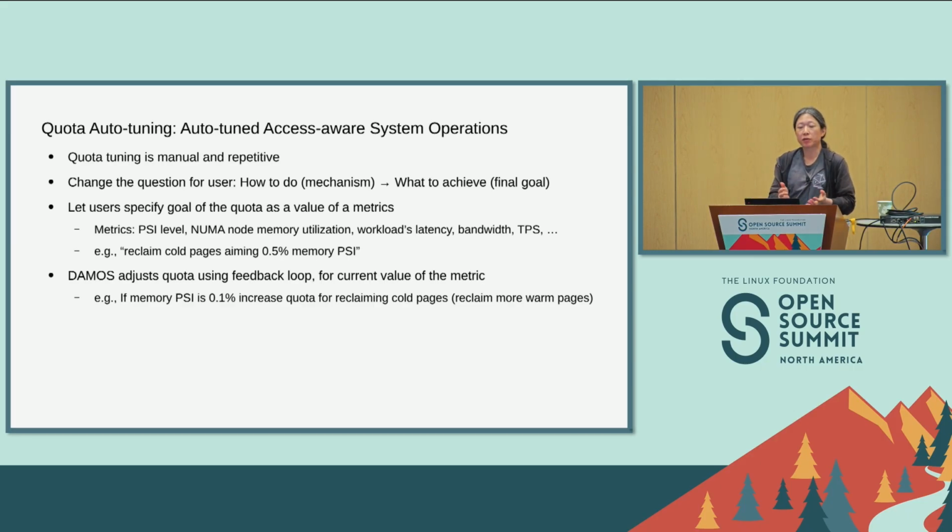For example, we can ask DAMON to reclaim cold pages, aiming for 0.5% memory PSI. Then DAMON adjusts the quotas using its internal feedback loop based on the current value of the target metric. For example, if memory PSI is 0.1% in this example case, which was aiming for 0.5% memory PSI, then it will increase the quota to reclaim more warmer pages.